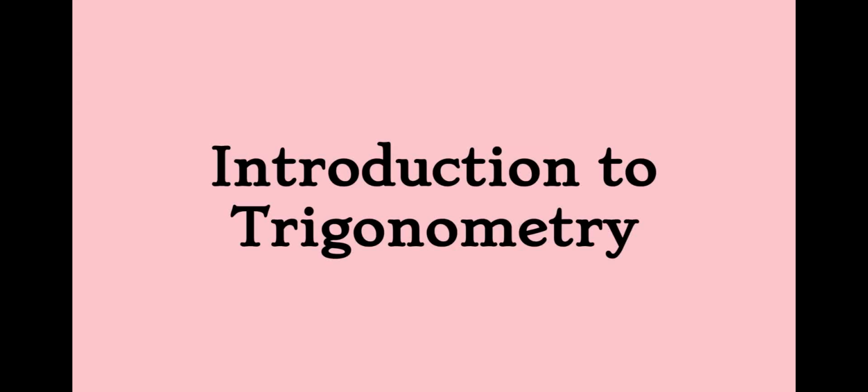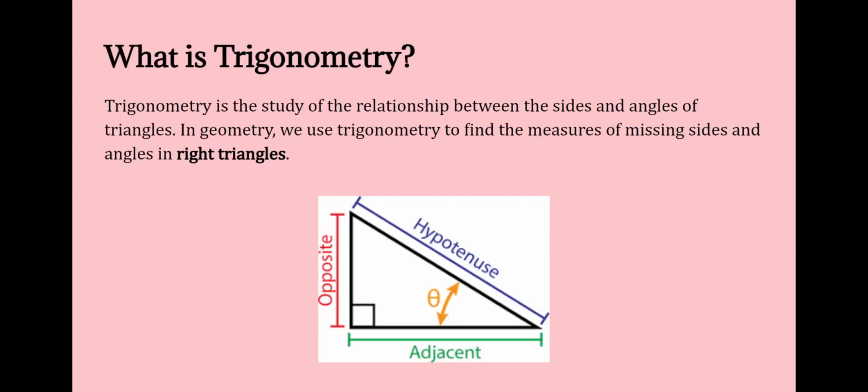Hey everybody, so today we're going to be talking about trigonometry. Trigonometry is the study of the relationship between the sides and angles in triangles and geometry. We specifically use trigonometry to find the measures of sides and angles in right triangles. So you'll only ever be asked to apply this to right triangles.